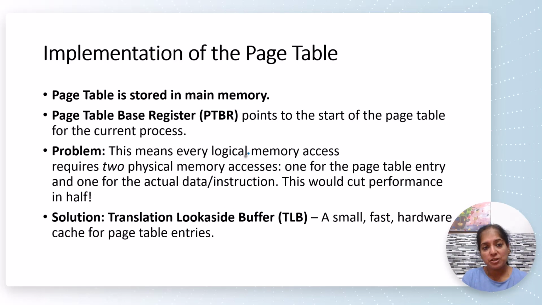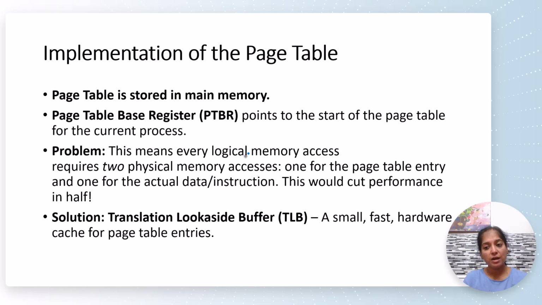To implement this, the page table is basically stored in main memory. So we maintain a PTBR, called the page table base register, which points to the start of the page table of the current process. It means that every logical memory access requires 2 physical memory accesses, one for the page table entry and the other for the actual data or instruction. This will cut your performance in half, because every time you need to perform 2 read operations to the physical memory. So the solution for this is to use a translation look-aside buffer, TLB.